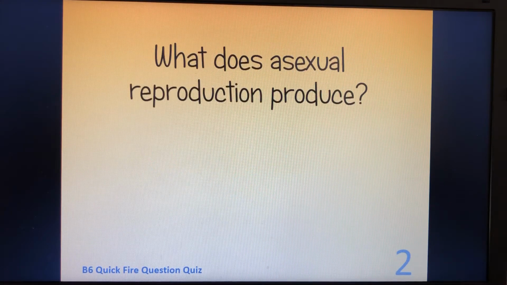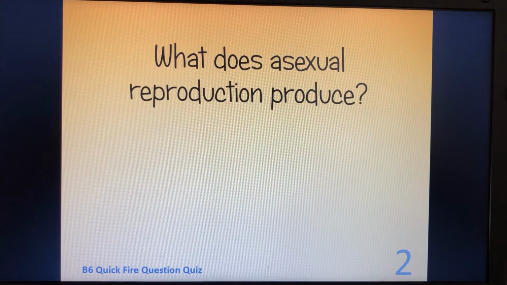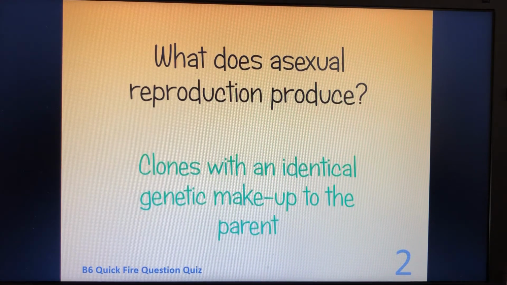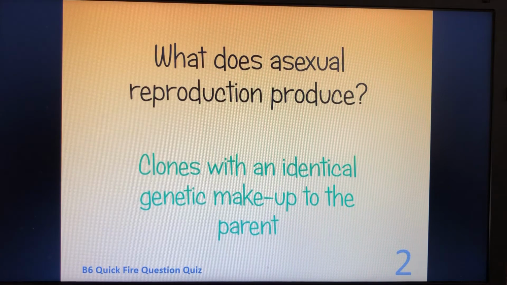Question 2. What does asexual reproduction produce? There's only one parent in asexual reproduction, and the answer is clones. They have an identical genetic makeup to the parent because it's the parent producing the offspring on its own. So all the genetic information comes from that one parent.